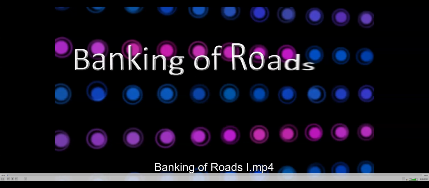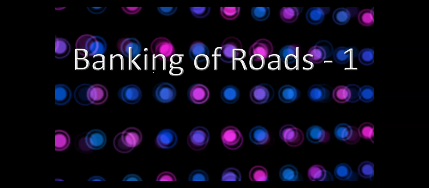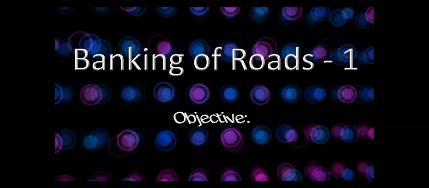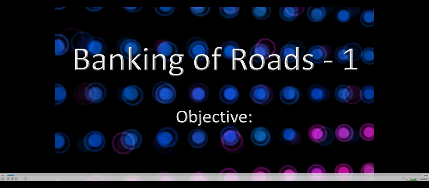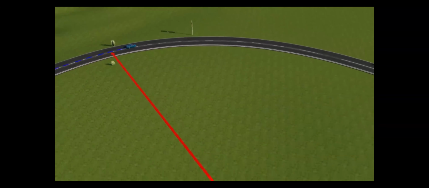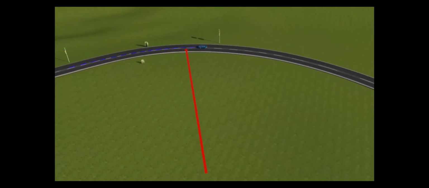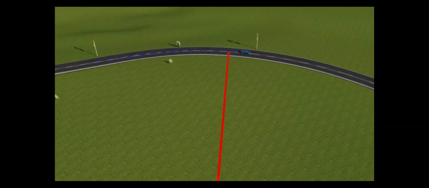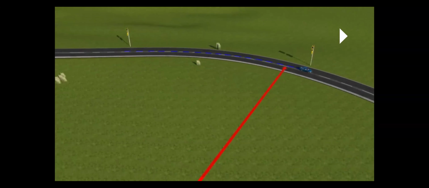Banking of roads. Objective: to learn about the safe speed while taking a turn. When a car takes a turn, each curvilinear section of the turn can be approximated to be an arc of a circle. What he's showing is a road which is horizontal, with a certain radius, a curved road, but not banked.